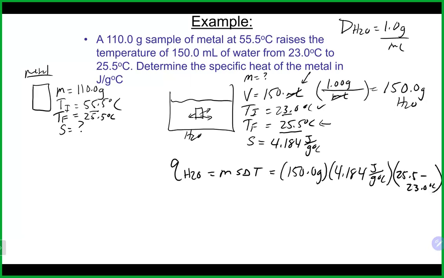Let's go down a little bit there. If we do that, we are going to end up with, not that number, let's try the right number, 4.184. There we go. Times 150. We're going to end up with 1,569 joules, as the grams will cancel. Again, degrees Celsius here are going to cancel, and we are going to be left with joules.